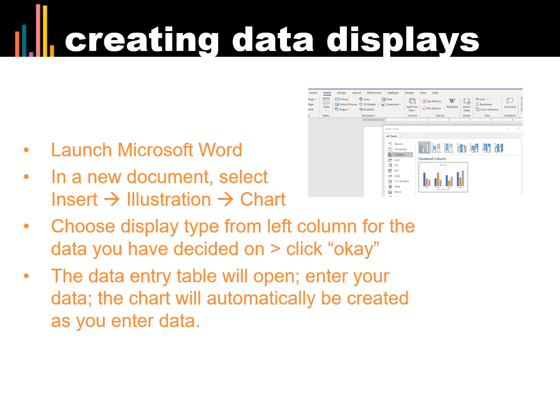And then you choose the display type. It'll give you a list. Pick the one you think you're going to want to use the most, and then put it in there. You're not married to it because you can change it after you have put in your data. And then a data entry table will open and you enter your data. It'll automatically create the chart as you enter the data.